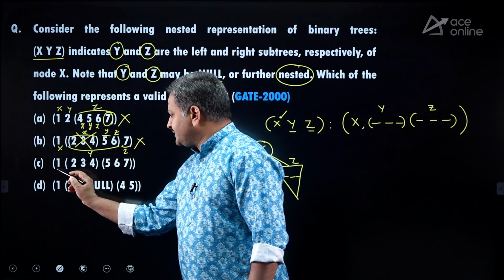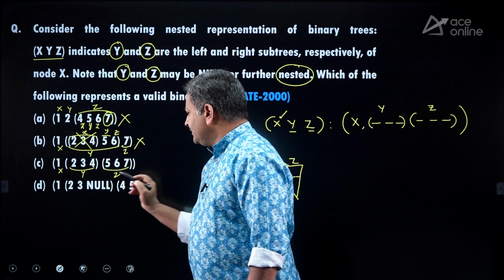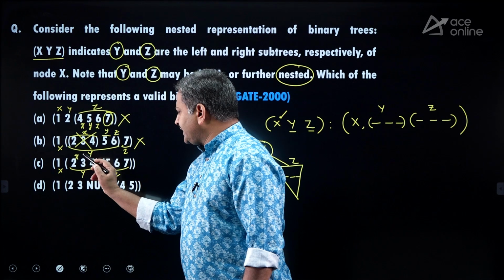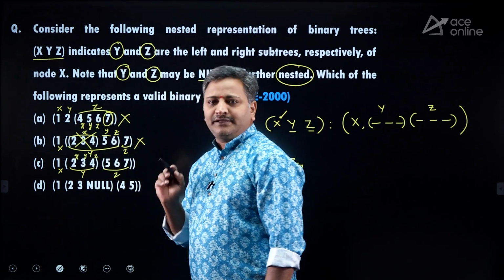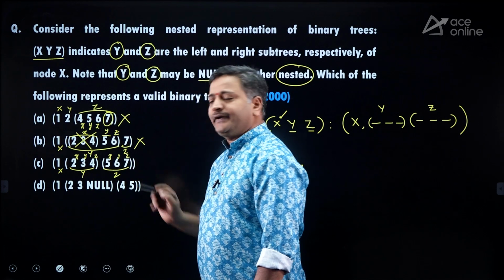Next, whatever this one is, it is X, it is Y, and you can take it as Z. Y is further nested, so we can take X, Y, Z. Yes, it is properly defined. Z is further nested, we can say X, Y, Z, which is also properly defined.